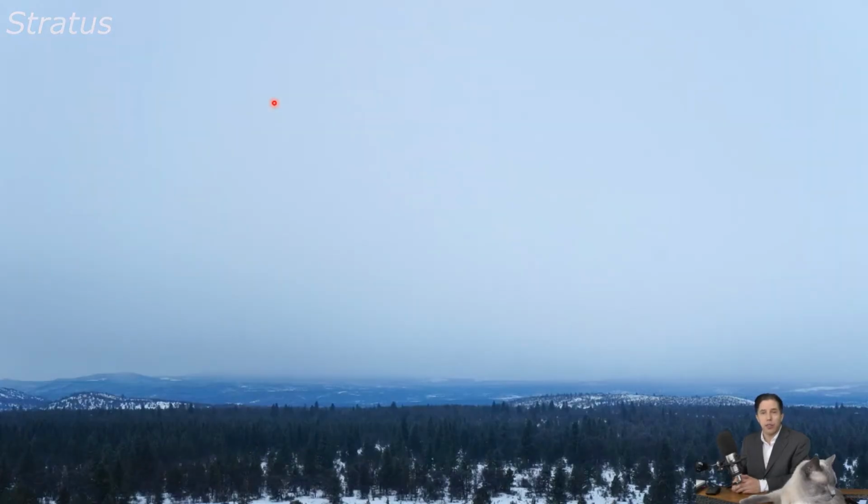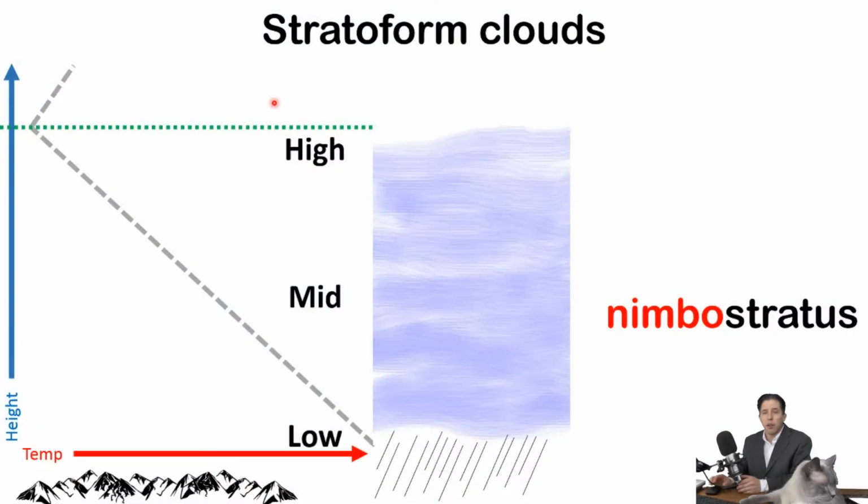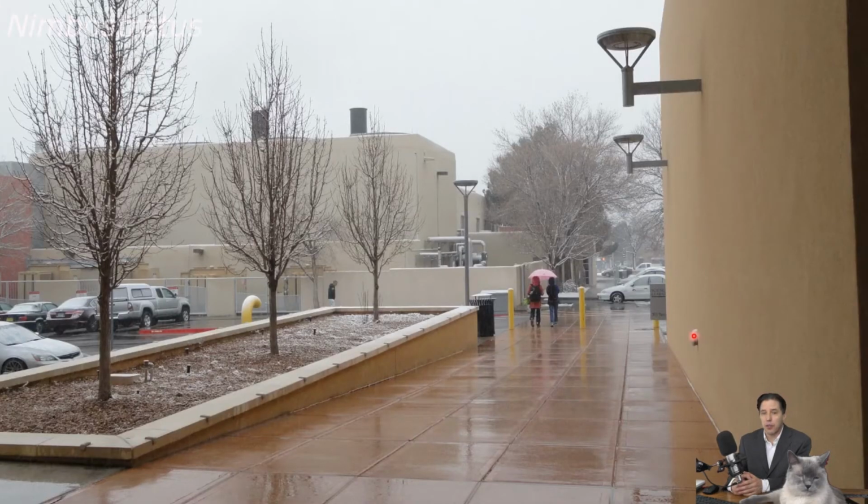Okay, stratus clouds. Now, if that thick stratus cloud is raining, we're going to add the prefix nimbo to it, and that's a thick stratus cloud that's raining, nimbostratus. We don't get a lot of nimbostratus in New Mexico. Typically, when you have a nimbostratus, it's raining all day long. Okay, that doesn't happen so much in our part of the world. But here's what nimbostratus looks like.